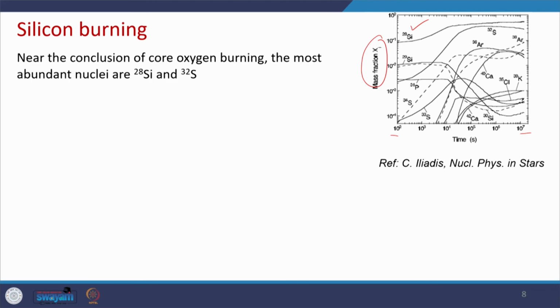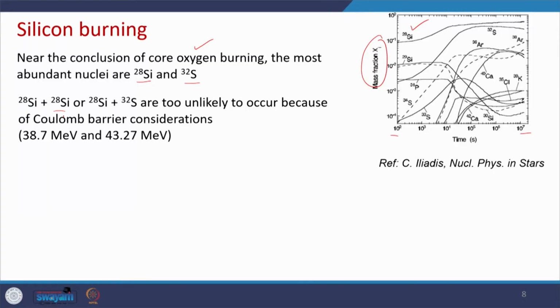Near the conclusion of core oxygen burning, once oxygen is exhausted, what are the ashes? They are silicon 28 and sulfur 32, isn't it? And which one will start burning first? Of course, silicon 28, because of the Coulomb barrier considerations. So let us see some of the numbers regarding silicon burning.